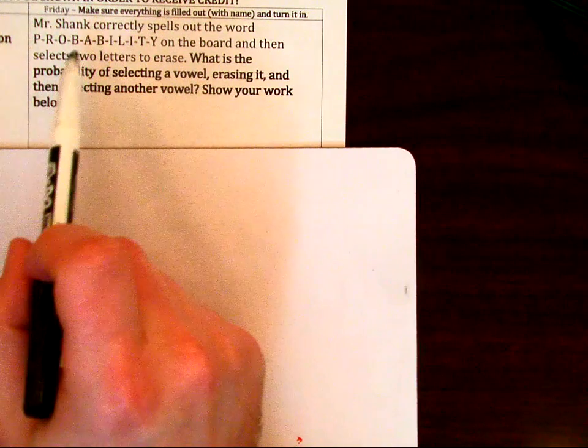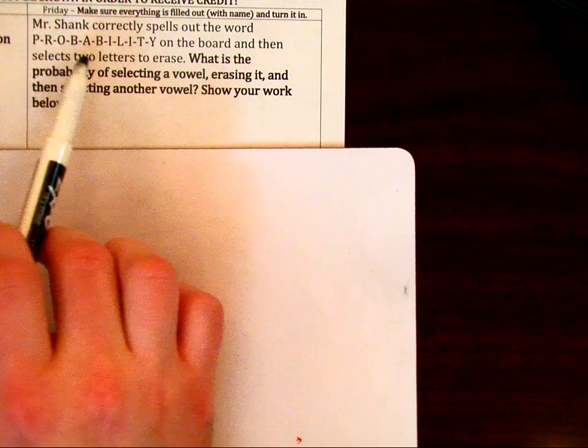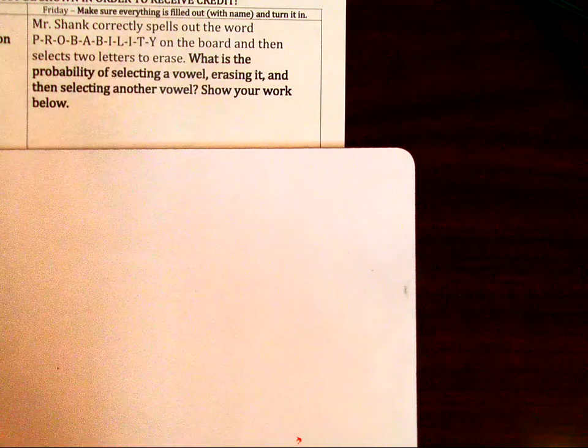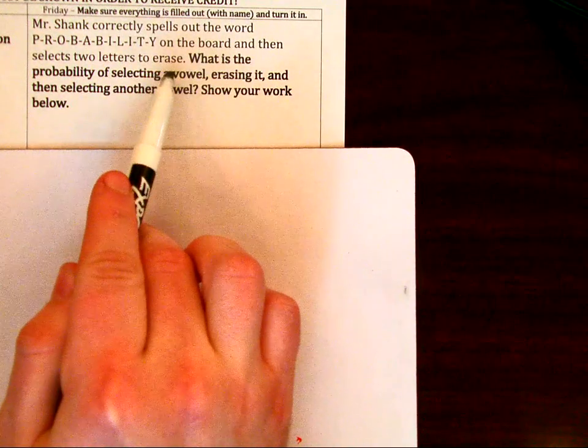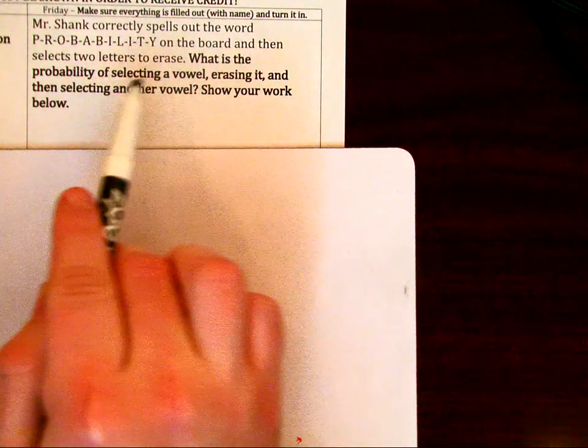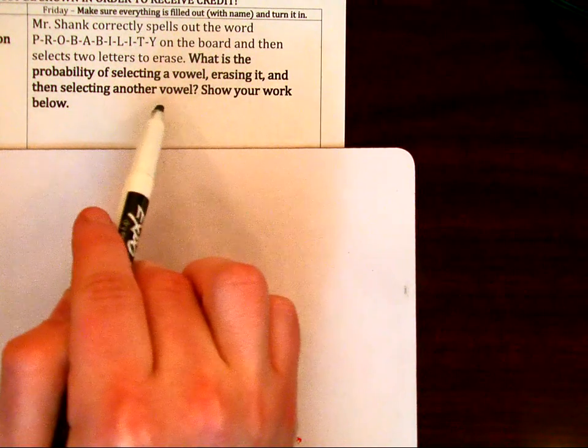And in this video, we're going to close out the week of this wonderful Friday with a probability problem. It says, Mr. Shank correctly spells out the word probability, P-R-O-B-A-B-I-L-I-T-Y, on the board, and then selects two letters to erase. What is the probability of selecting a vowel, erasing it, and then selecting another vowel?